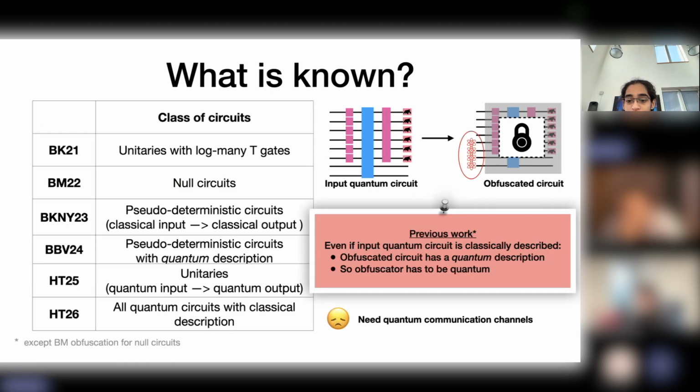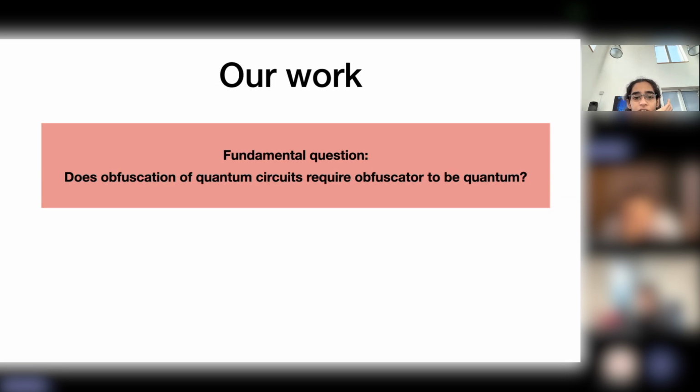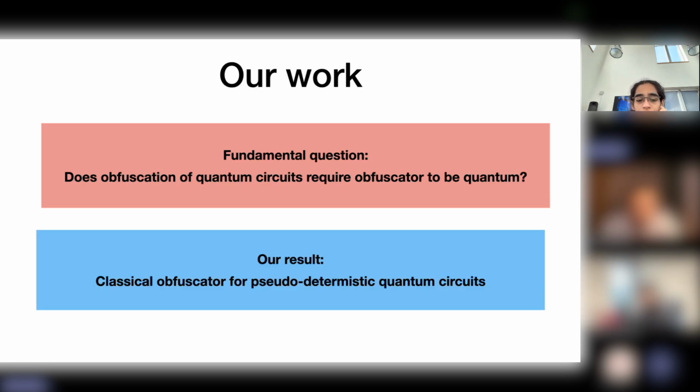Okay, so this raises the question: does obfuscation of quantum circuits fundamentally need the obfuscator to be quantum? Especially if you're trying to look at circuits that are more expressive than null circuits. So in our work, we show that no, at least for the class of pseudo-deterministic circuits, there is a classical obfuscator.